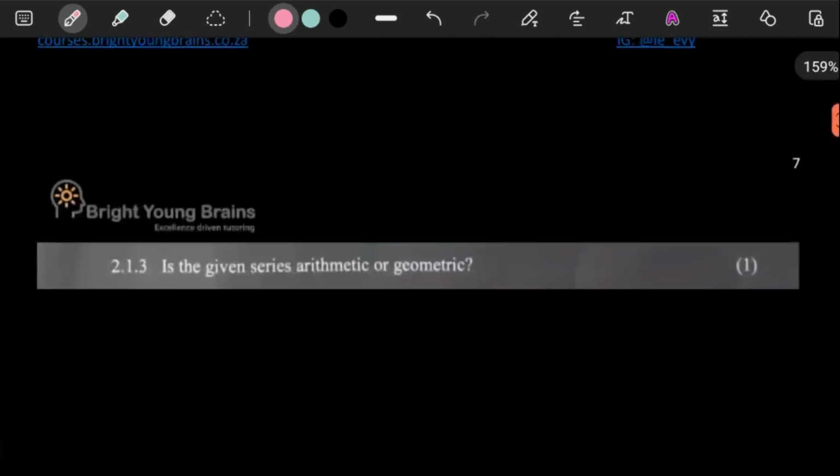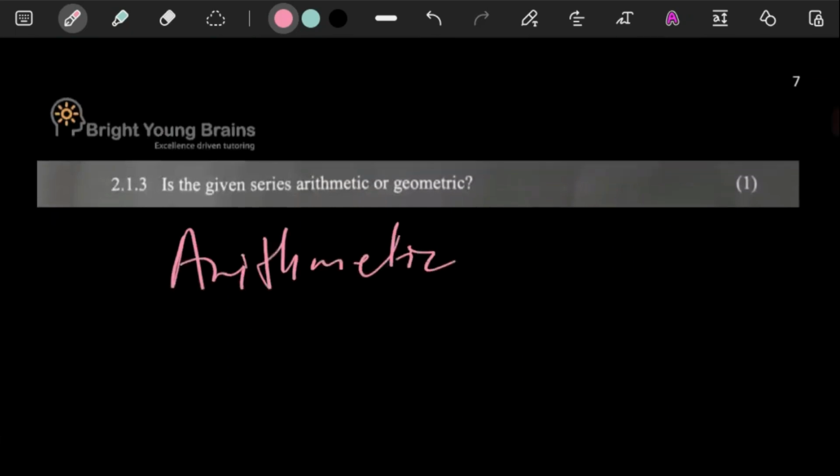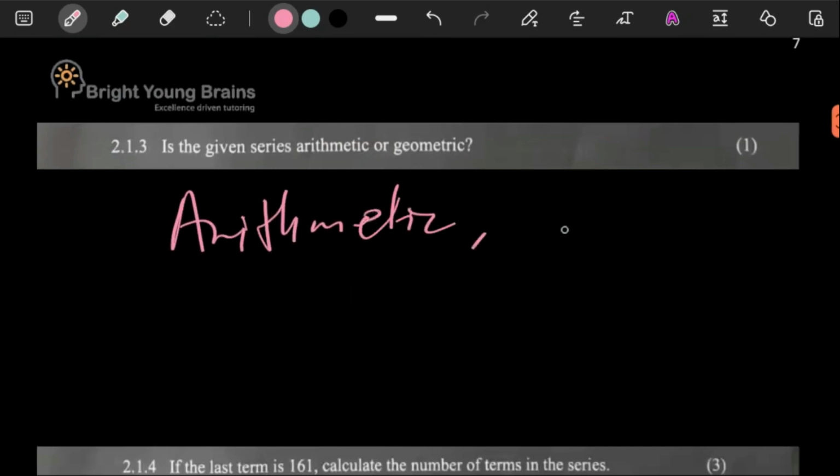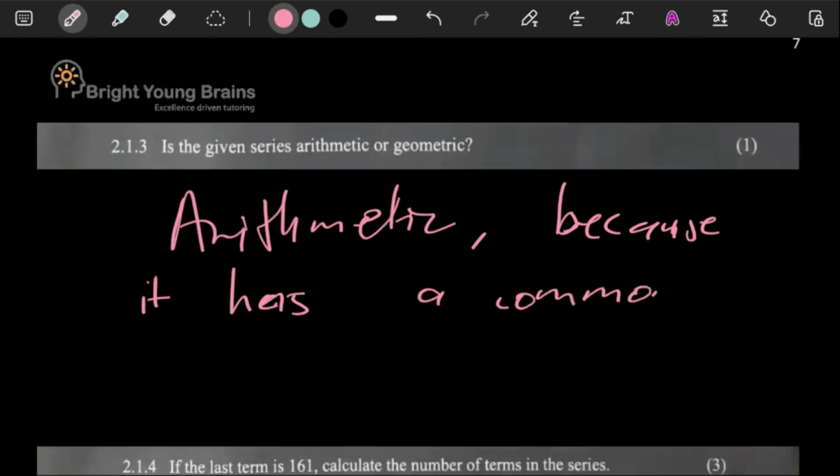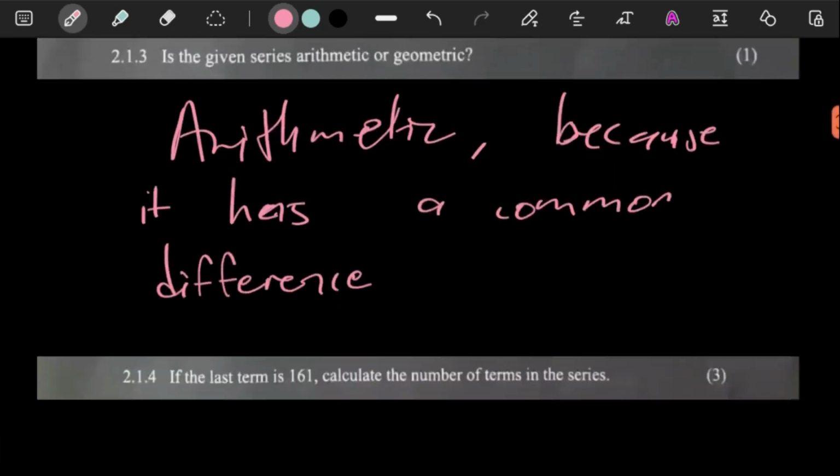The next question says, is the given series arithmetic or geometric? Well, clearly we can say arithmetic because it has a common difference. You can even say that actually. It has a common difference.